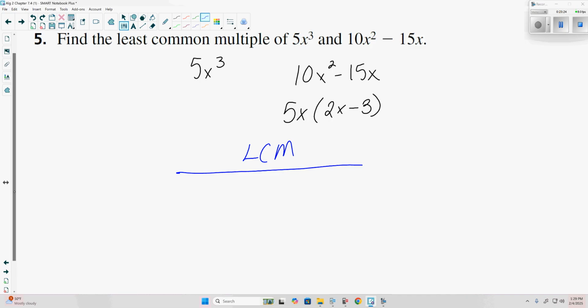So let's look at the terms outside. We have our 5x cubed and 5x that we're trying to get to be the same first. So here, how many 5s do we have? Here, how many 5s do we have? So 5 is going to show up once, and they're already the same, so we don't have to do a whole lot with 5. Now we do have an x cubed here, so x is there 3 times. Here, x shows up once. So how many x's do we need? 3. So it's going to be 5x cubed.